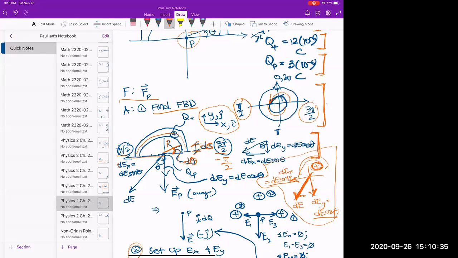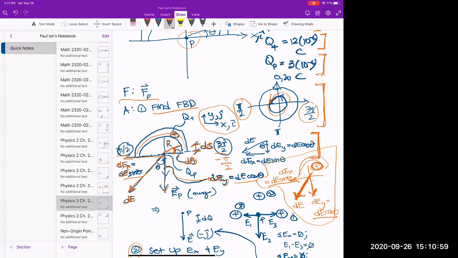I drew the forces because this is a positive rod, so I have it going away, my electric field differential. And then I have this one, dEx, which is dE sine theta. And then I have this other one going down. Here's your dEy, which is dE cosine.